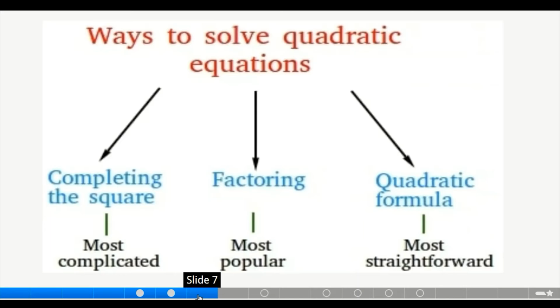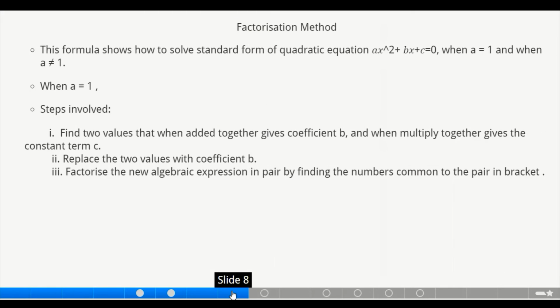Okay, now that leads us to how we can solve our quadratic equation. The ways to solve a quadratic equation: we have the completing the square method, we have factorization, and we have the quadratic formula. So we are going to be looking at these one after the other. Now let's start with the factorization method. Under the factorization method, we have two situations. The first scenario is when our a equals 1, and the second scenario is when our a is not equal to 1.